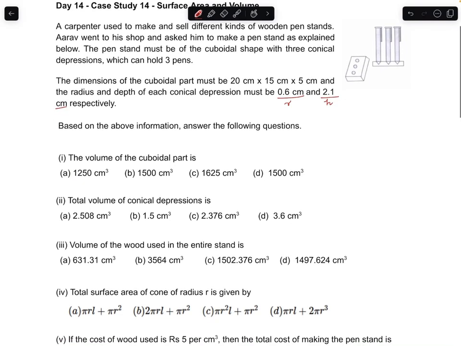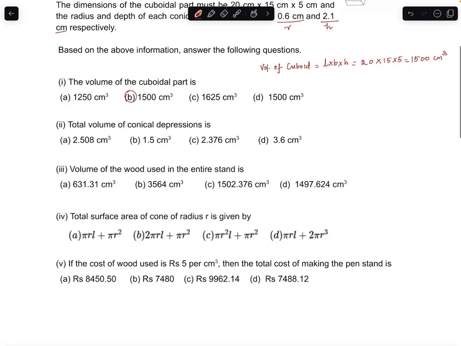The volume of the cuboidal part: volume of cuboid is L times B times H, which is 20 into 15 into 5, which gives us 1500 centimeter cube. The answer is B.